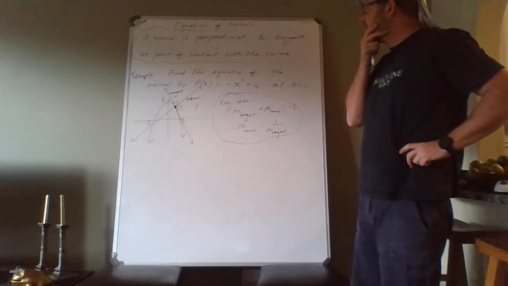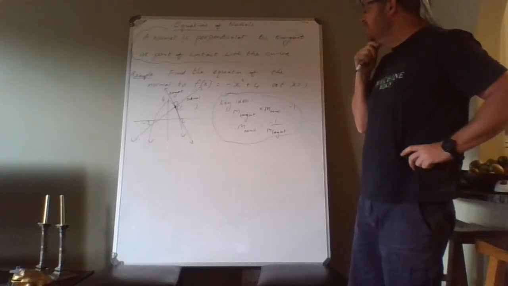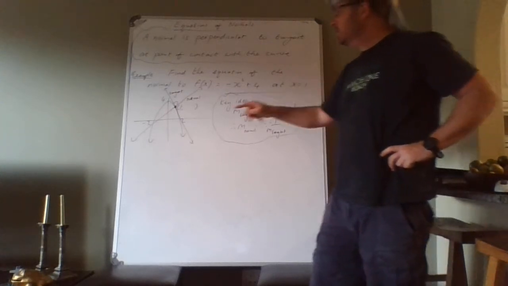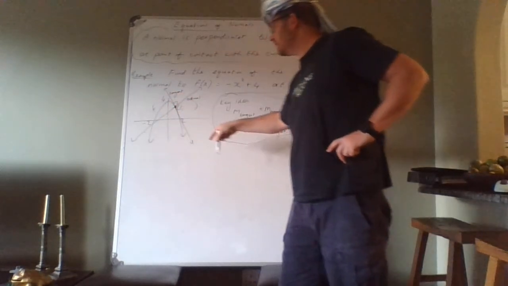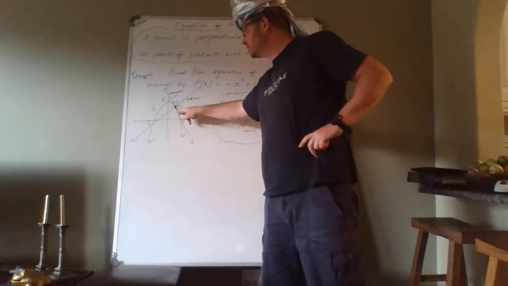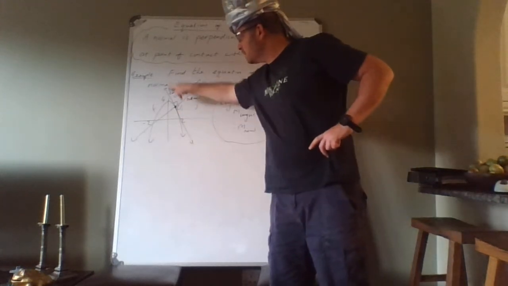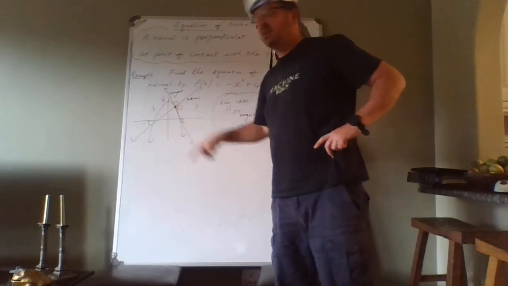The example I want to do with you is find the equation of the normal to f of x is equal to negative x squared plus 4 at x is equal to 1. Well, here's the curve, f of x is equal to negative x squared plus 4, and we want the equation of the normal at x is equal to 1. Well, the tangent would be over there.